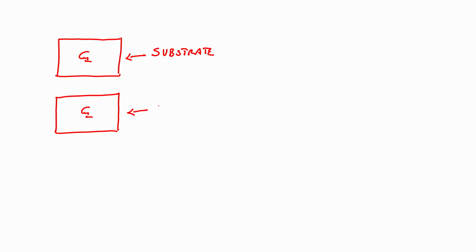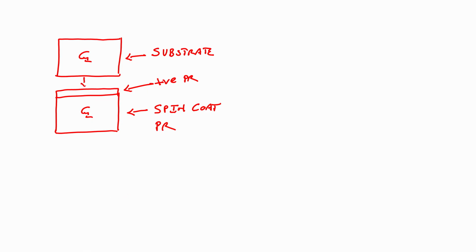Next step is to spin coat photoresist. Spin coating photoresist, what kind of photoresist can we use? We can use positive or negative photoresist. In this case we are using a positive photoresist. So, what we have done? We have spin coated the photoresist on the substrate.